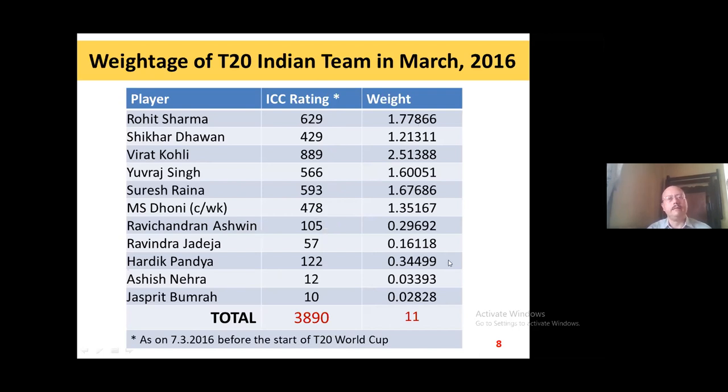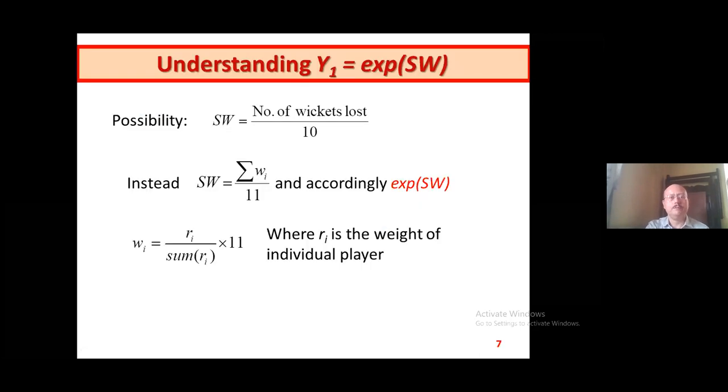And then I normalize it. I normalize in such a way that the average is 1. I normalize the ICC bat rating points so that the average is 1, which means the total should come to 11, which is just a matter of subjective normalization. I can make it 1, I can make it 100, it doesn't matter, but as long as I have a clear-cut norm. So this is what we would like to use.